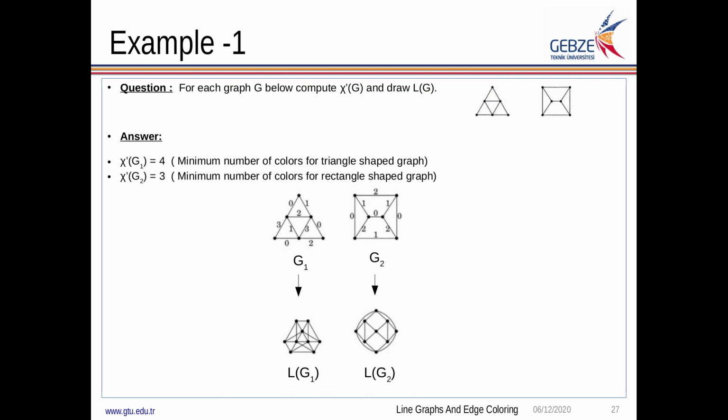Example questions. For example, the question is, for each graph G, compute chi prime and draw L(G). Each edge is transformed into a vertex here and here also. For the first graph, we have chi prime 4, with colors 0, 1, 2, 3, and for the second graph, we have chi prime 3, with colors 0, 1, 2.